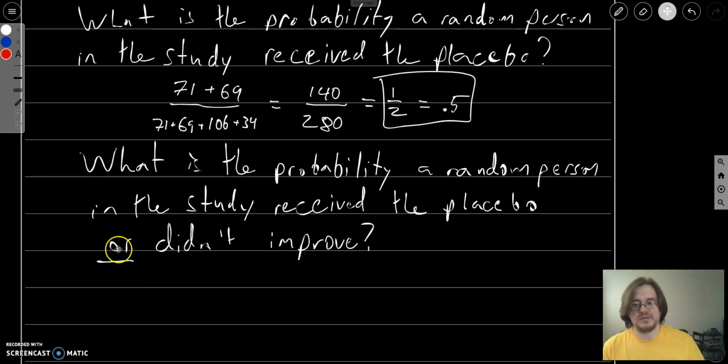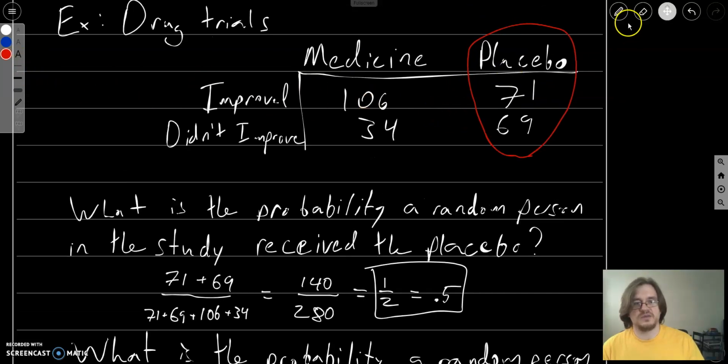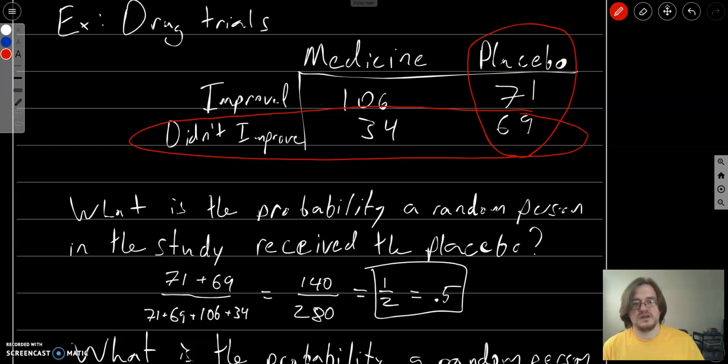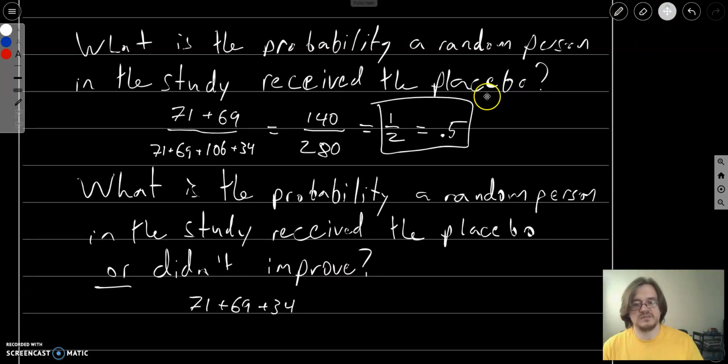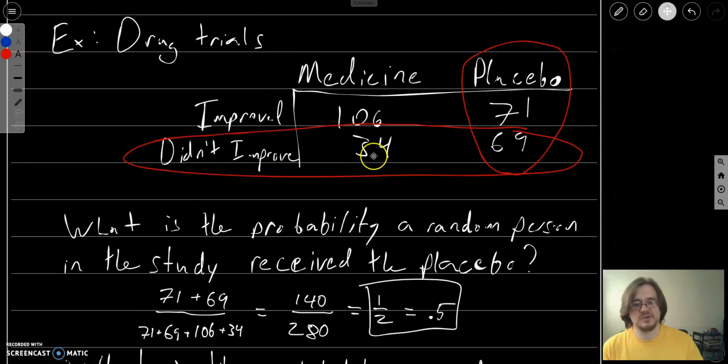And if we want to know how many people didn't improve, well, that would be referring to all of these people. So all we have to do is count how many people received the placebo or didn't improve. We have 71 people who received the placebo and improved. Another 69 people received the placebo and didn't improve. And another 34 people received the medicine but didn't improve.